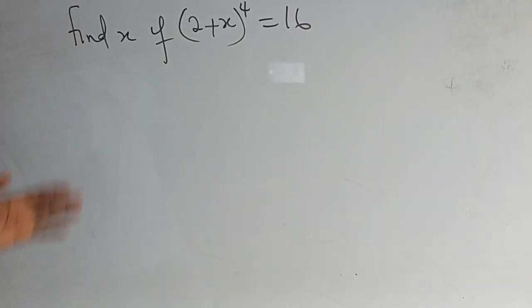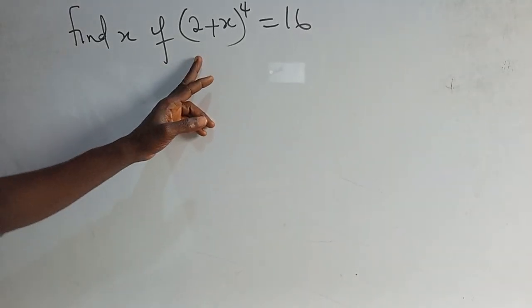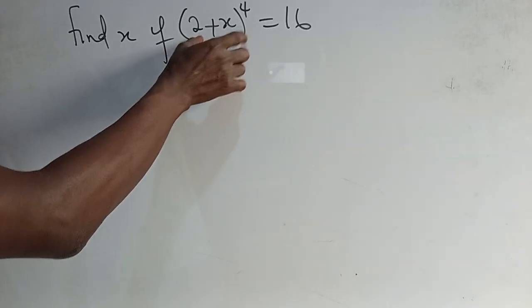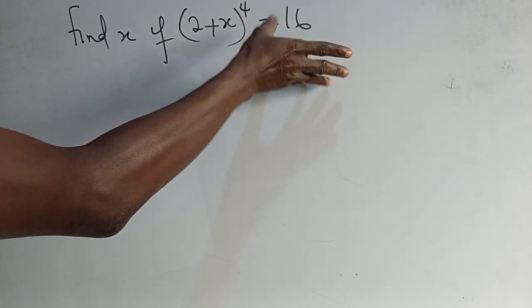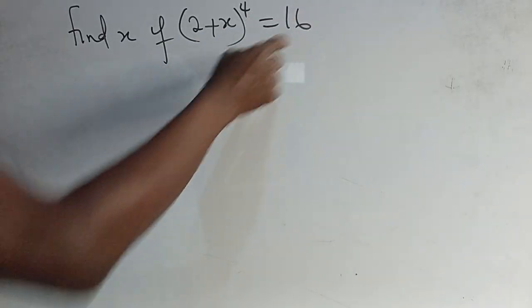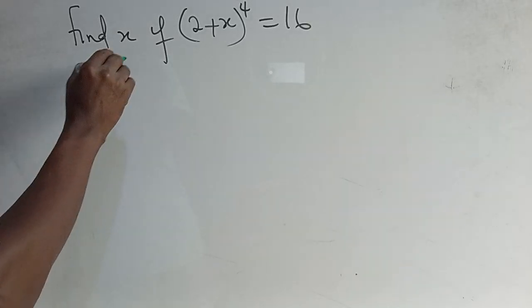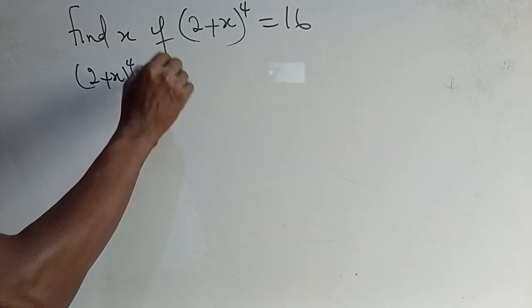Hello, we want to find the value of x if (2 + x)^4 is equal to 16. This is an exponential equation. Some will want to say that since this is (2 + x) raised to power 4, we can just find the multiples of 2 from 16. So we say (2 + x)^4 equals 2 raised to power 4.